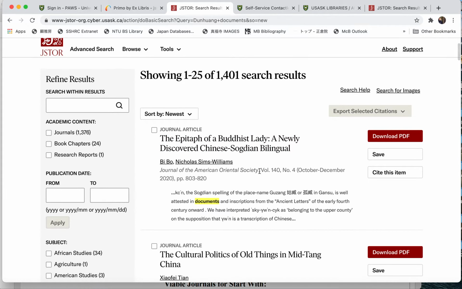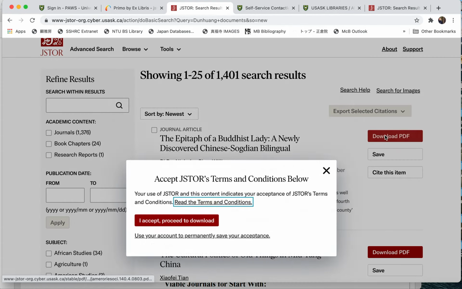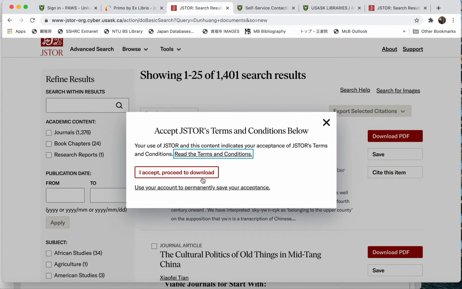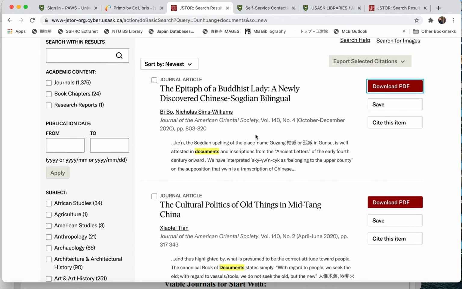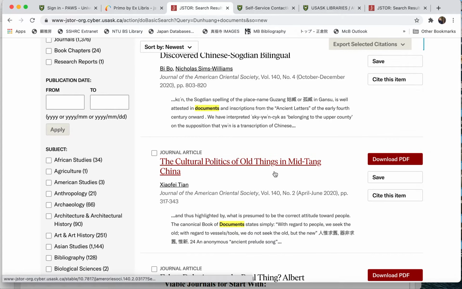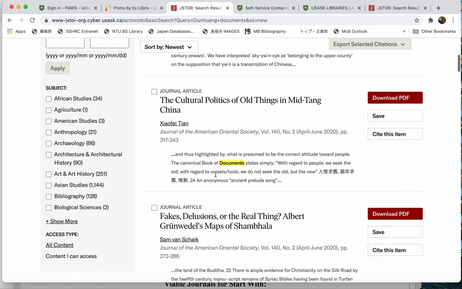The Epitaph of a Buddhist Lady, a newly discovered Chinese-Sogdian bilingual by Nicholas Sims-Williams, published in 2020. Okay, this could be really cool. Maybe that's something you're interested in. So then, of course, you simply hit download, and then you go through I accept, and then you put it wherever you want on your computer. So that's an example. Notice this is just by using the newest: The Cultural Politics of Old Things in Mid-Tang China, by a good friend of mine, Tian Xiaofei. Now, this is from 2020 also. Nice, okay, this is good and specific.